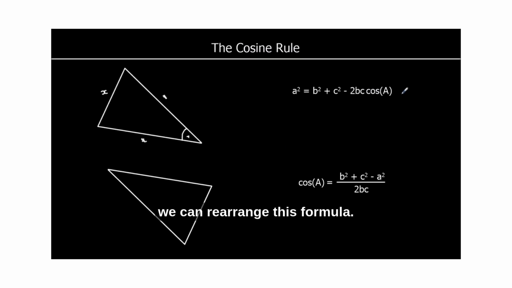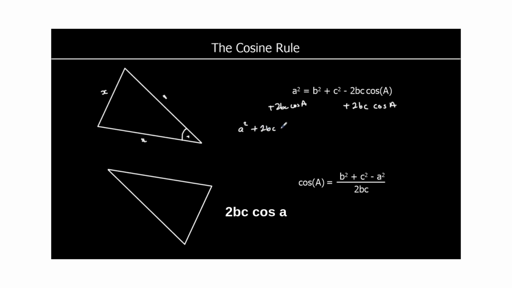And we can rearrange this formula. This formula rearranged gives us the formula that we use to work out an angle. I'll quickly do that. If I add 2bc cos A to both sides of the formula, that gives me a squared plus 2bc cos A equals b squared plus c squared.